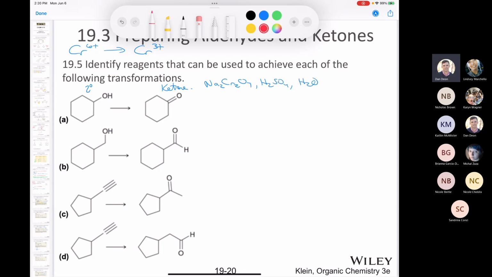And there we go, sulfuric acid and water. Another one that's easier, I'd say it would be PCC. Just write that. Or you could write DMP for Dess-Martin periodinane, or you could do a Swern reaction.